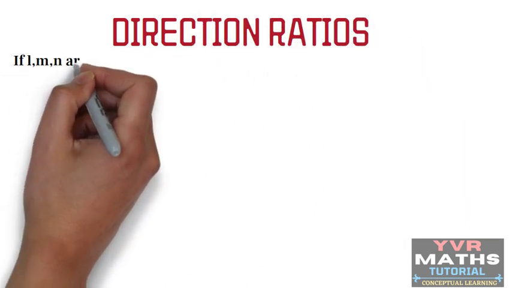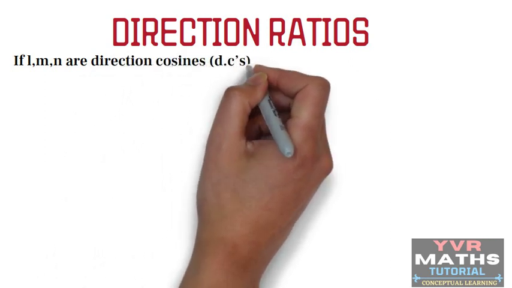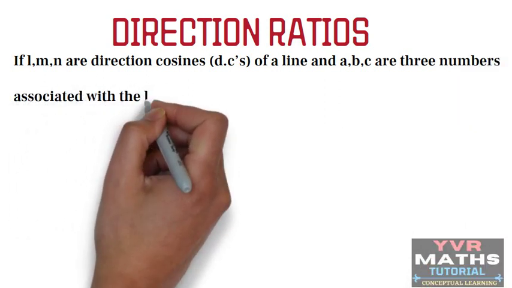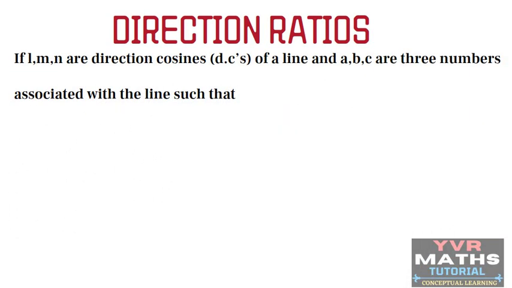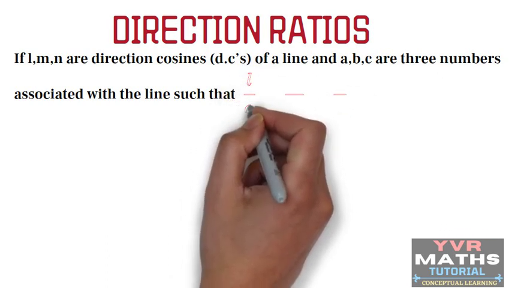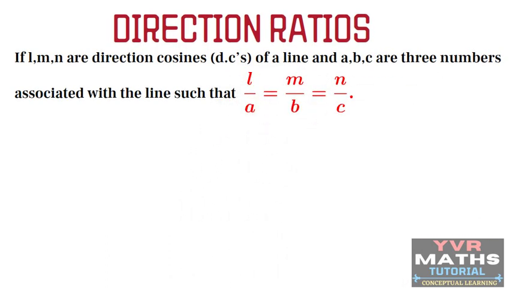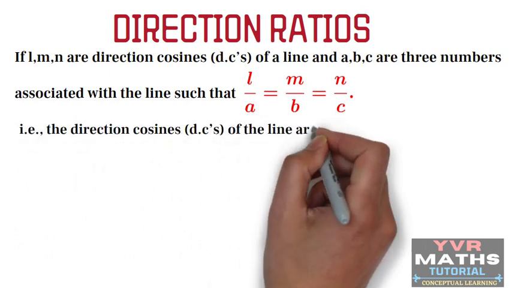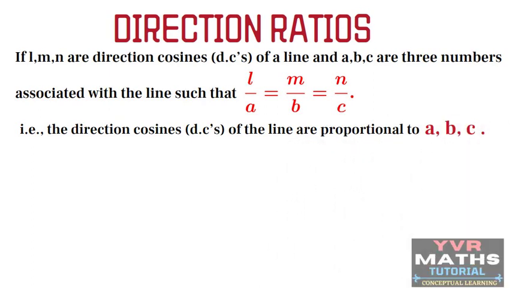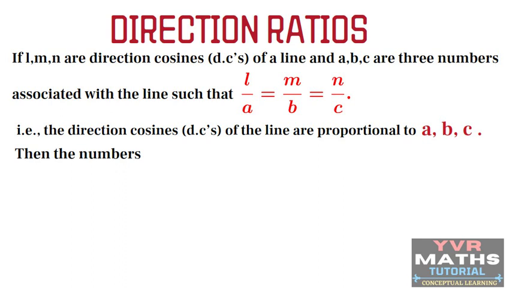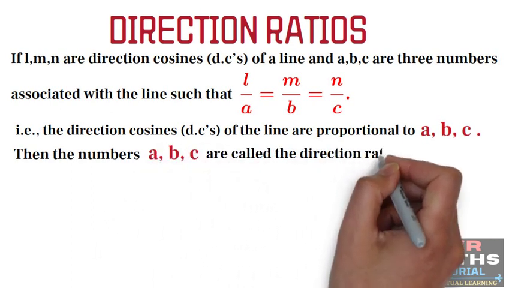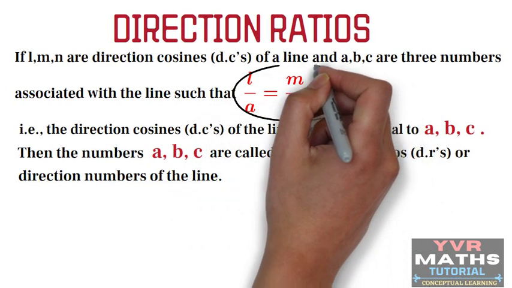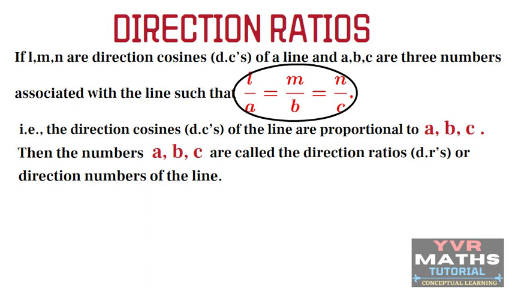If l, m, n are direction cosines of a line and a, b, c are three numbers associated with the line such that l by a is equal to m by b is equal to n by c, that is, the direction cosines of the line are proportional to a, b, c, then the numbers a, b, c are called the direction ratios or direction numbers of the line. Here, observe this condition: l, m, n are proportional with a, b, c.